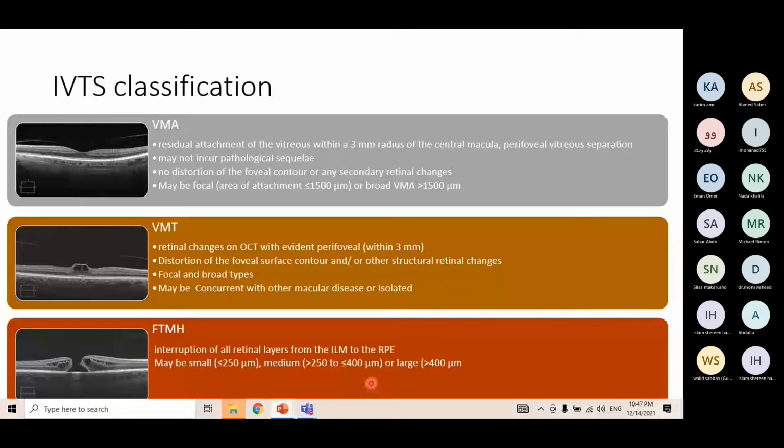Sometimes in your exam you may get a case like that in the MCQ question, and you are asked to give the IVTS classification, whether it's vitreomacular adhesion or traction or full thickness hole, whether it's focal or diffuse. So this is something that you may have in your exam.